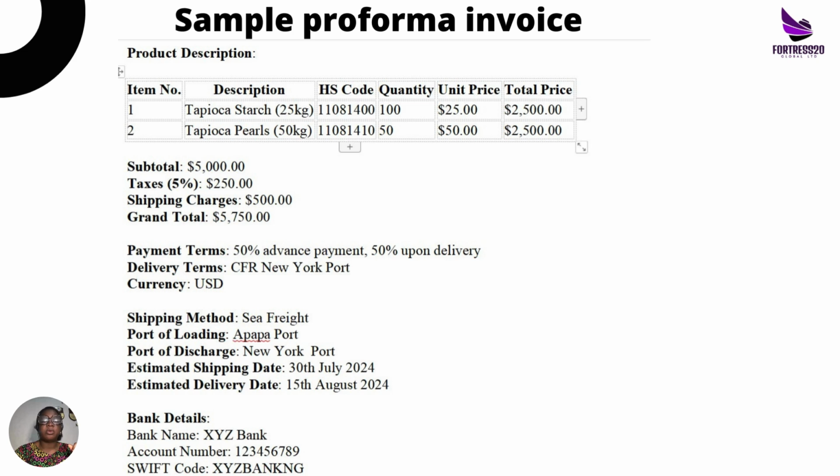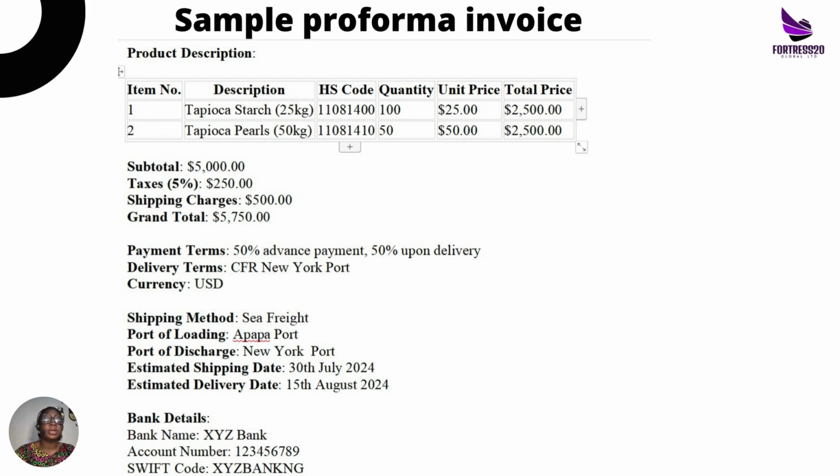We're still looking at the sample Proforma invoice. If you look here, you see the product description, the item number, the description, the HS code, the quantity, the unit price, and the total price. If you move down a bit, you see the subtotal, the taxes, the shipping charges, and the grand total. If you move further down, you look at the payment terms, 50% advance payment, 50% upon delivery. It doesn't necessarily have to be this way. It will follow what you typically offer in your own business.